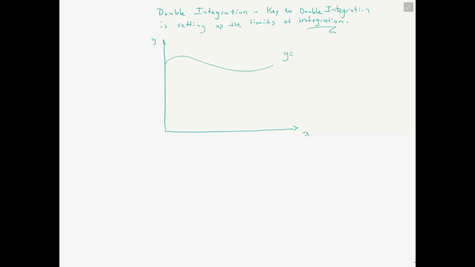For example, if you have a curve on the xy plane where you have y equals f of x, and you're interested in that integral between 2 points x2 and x1 on the x-axis, and we want to find the area under that curve between those 2 points on the x-axis.